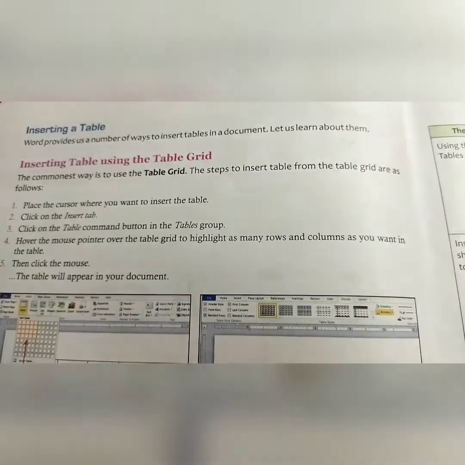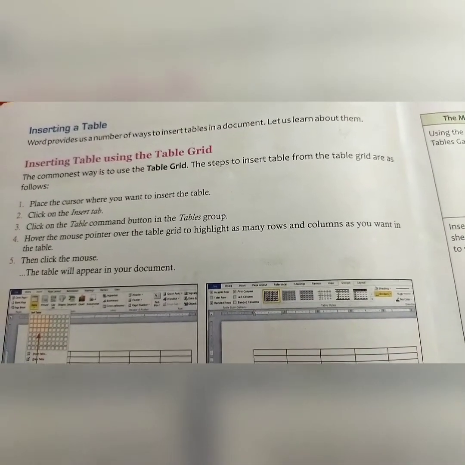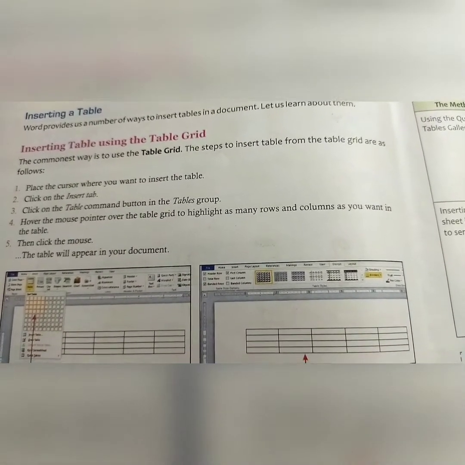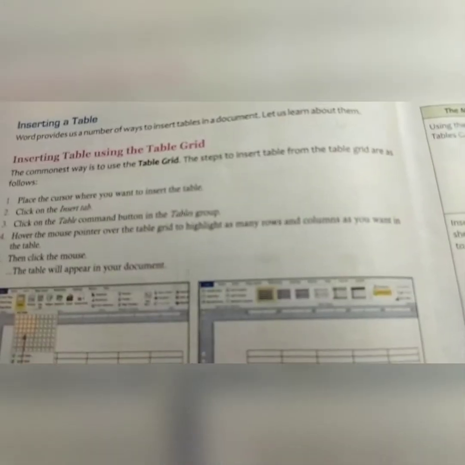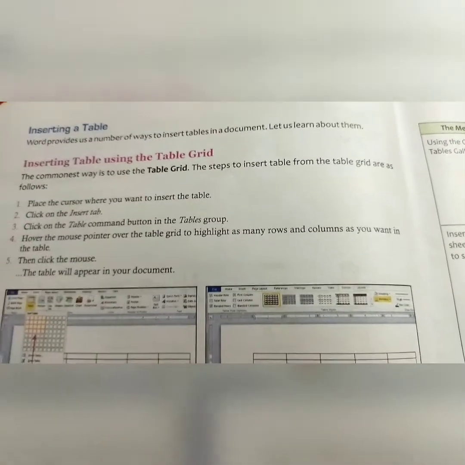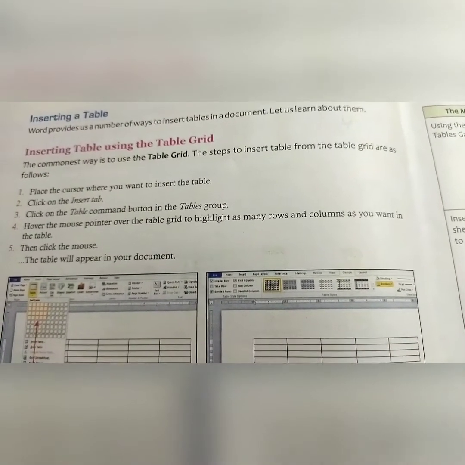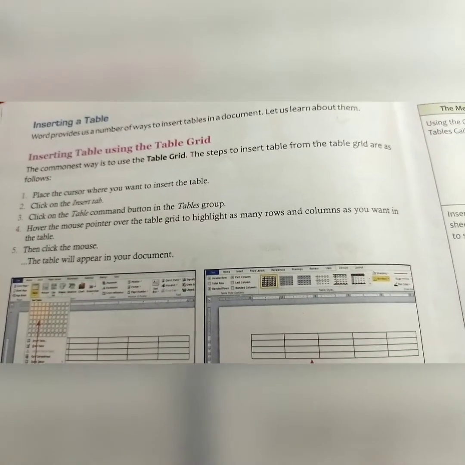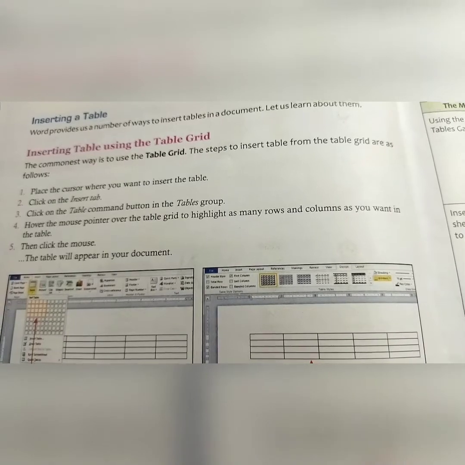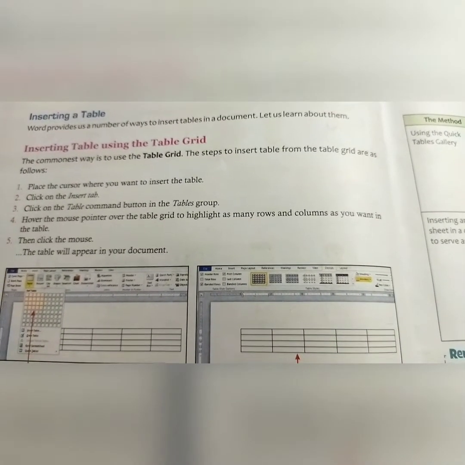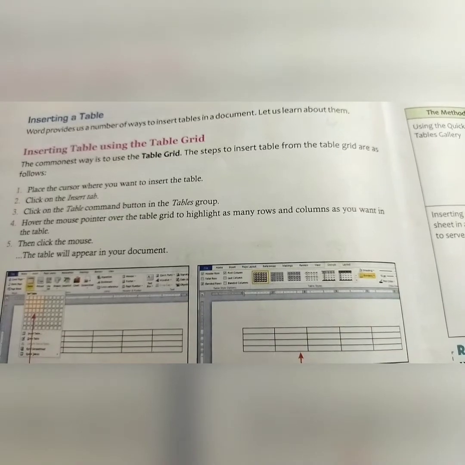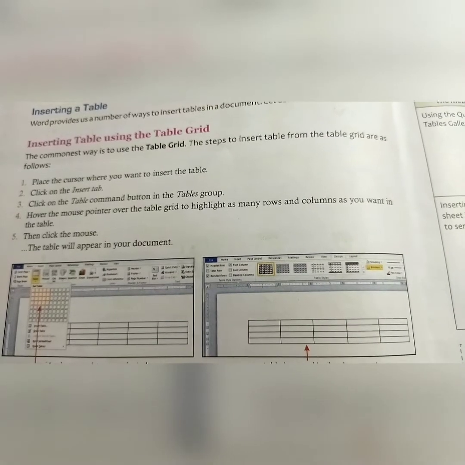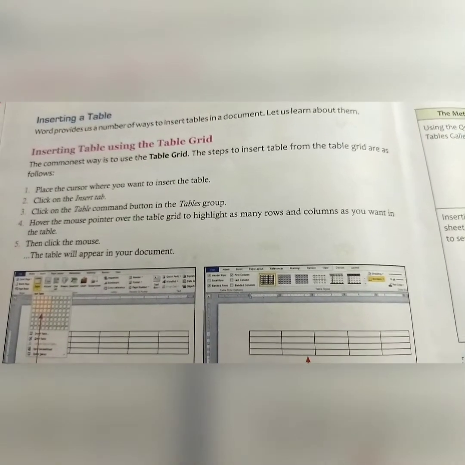Inserting a table using the table grid. The commonest way is to use the table grid. The steps to insert tables from the table grid are as follows. First, place the cursor where you want to insert the table. Second, click on the Insert tab. Third, click on the Table command button in the Tables group. Fourth, hover the mouse pointer over the table grid to highlight as many rows and columns as you want in the table. Then click the mouse. The table will appear in your document.